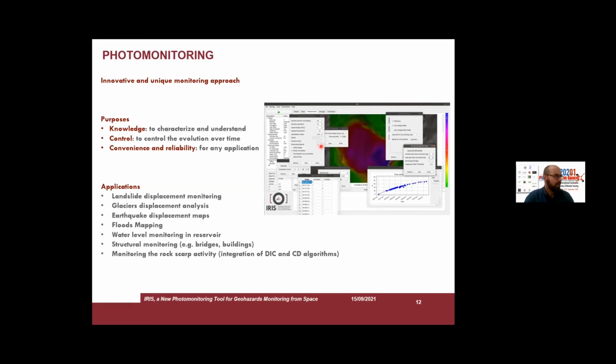So to summarize, photomonitoring can be considered an innovative monitoring approach with two main purposes: knowledge, to characterize and understand processes such as landslides, unstable buildings, and glacier movements, and control, to monitor the evolution of these processes over time. There are a lot of applications: landslide displacement monitoring, glacial displacement analysis. We can also create earthquake displacement maps and so on.